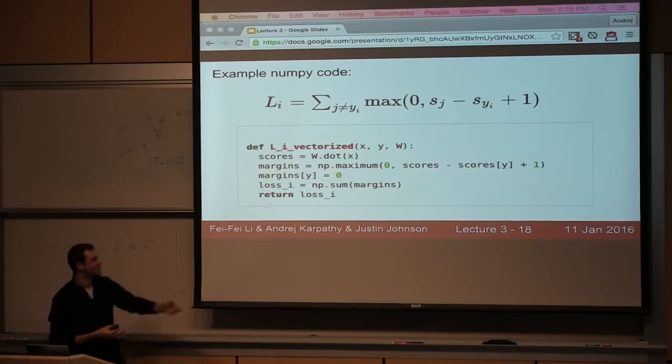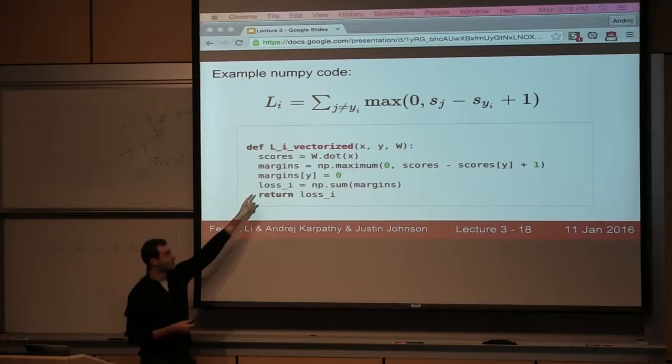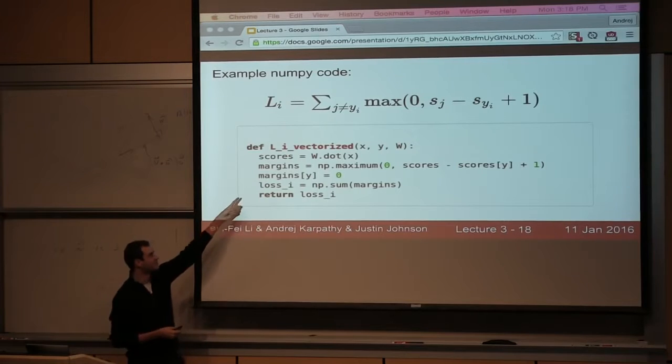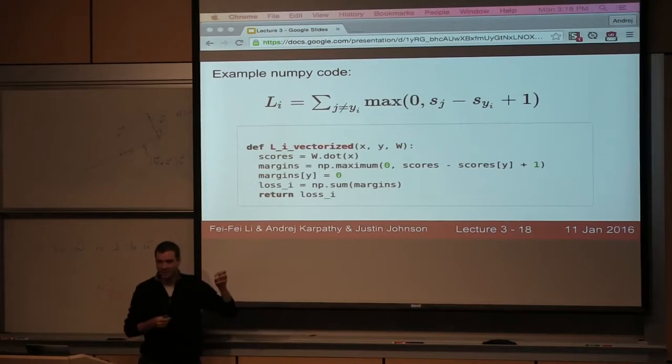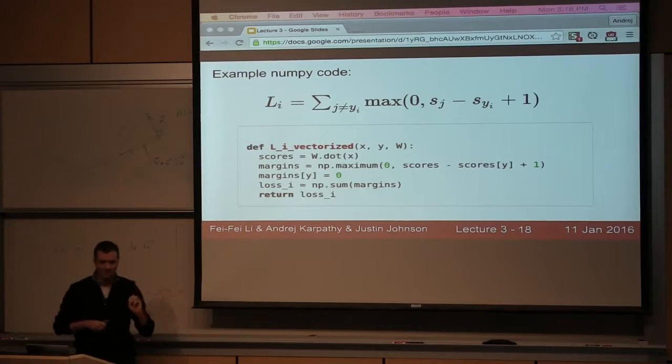Yeah, exactly. So basically, I'm doing this efficient vectorized implementation, which goes to your point. And then I want to erase that margin there because I'm certain that the margin at y currently is 1, and I don't want to inflate my score. And so I'll set that to 0.